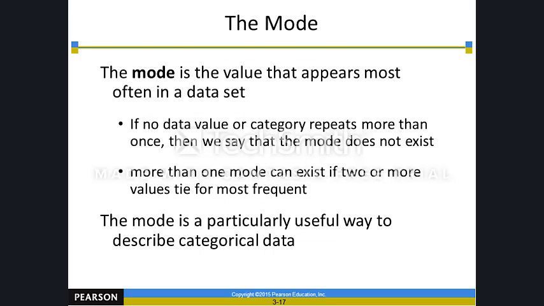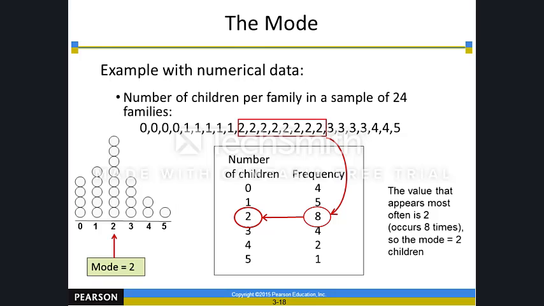The mode. What is the mode? Mode is basically the value that appears most often in a data set. So the value that appears most often in your data set is what we call the mode. If no data value repeats more than once, then we say that the mode does not exist. And it's possible to have more than one value with the highest number. So you can have 2 or more values that tie for the most frequent number of occurrences. So the mode is very useful when we have categorical data.